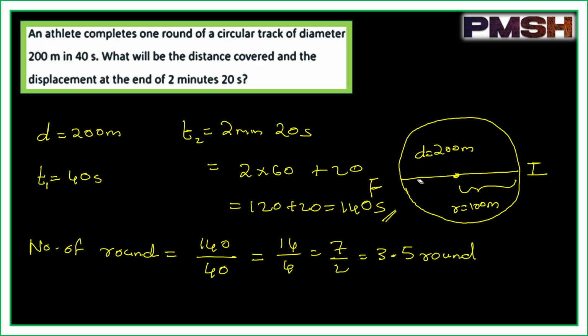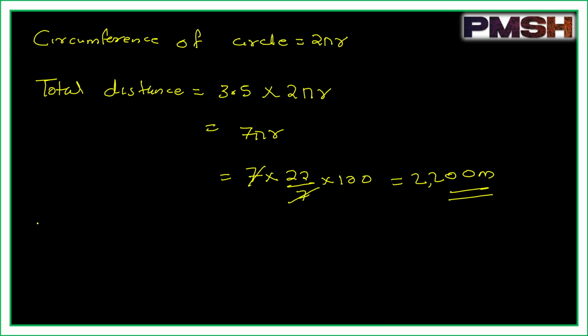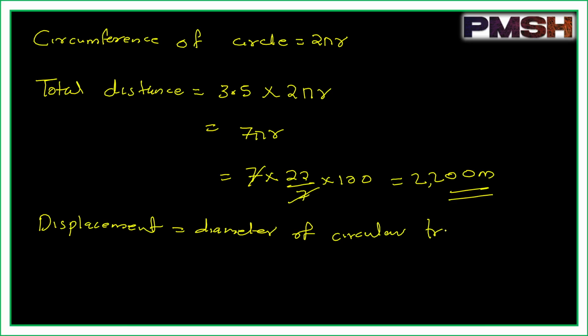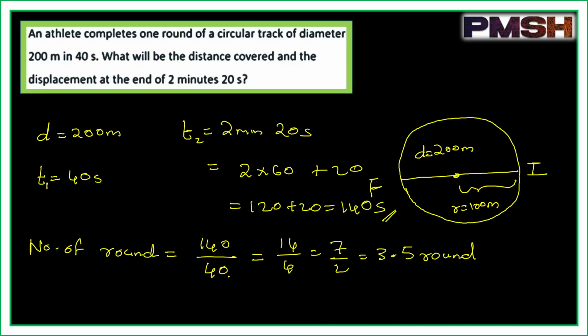Clear? So what is the shortest distance between initial and final position? Yes, as you can see in the figure, it is the diameter of this circular track. Okay, so you can say displacement is equal to the diameter of the circular track, which is equal to 200 meter.